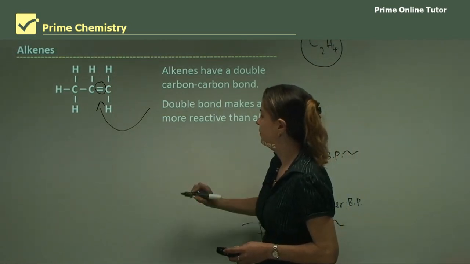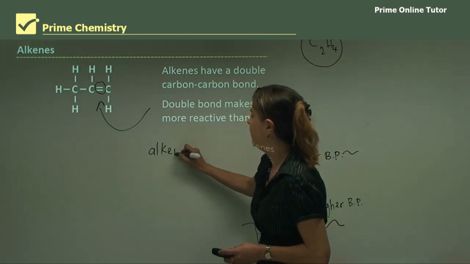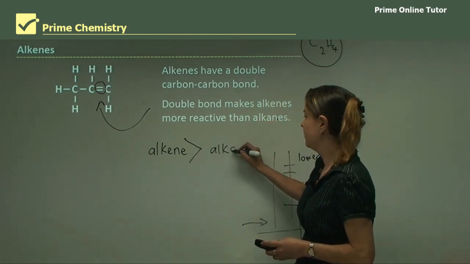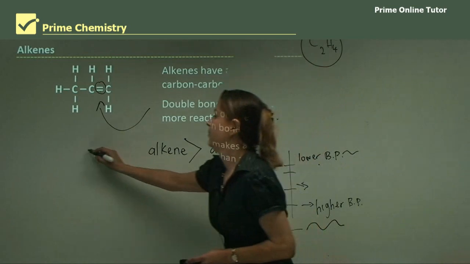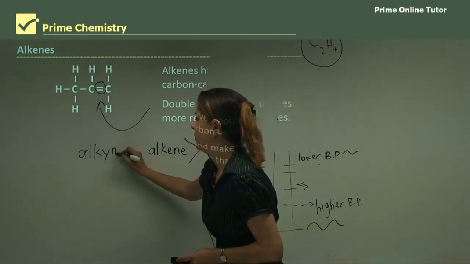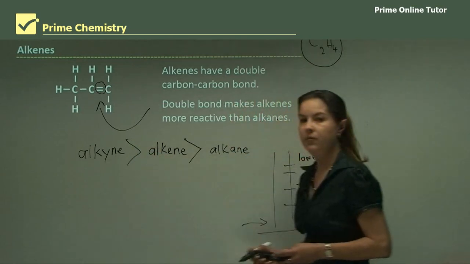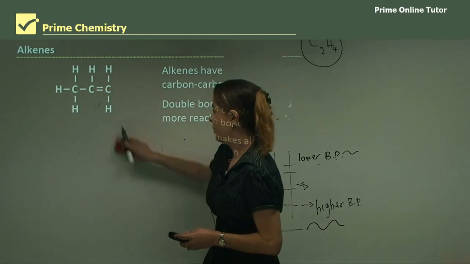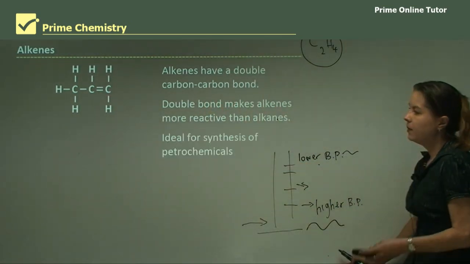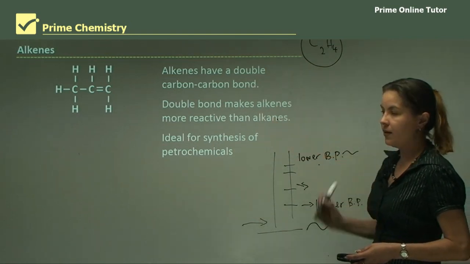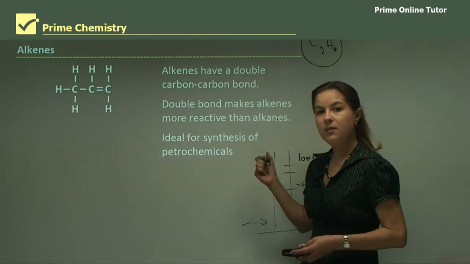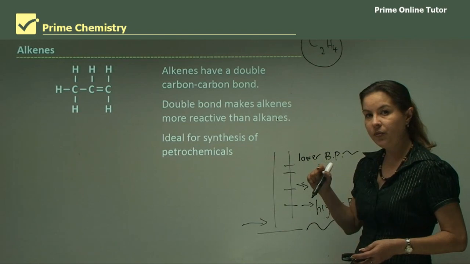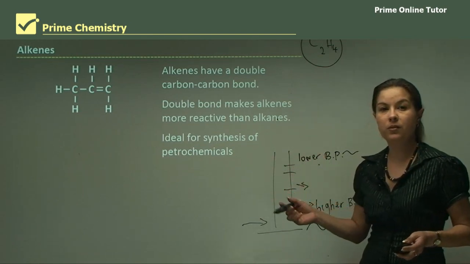And if you think about it, we'll talk about alkynes eventually, but if you think about reactivity, an alkene is more reactive than an alkane, and similarly, an alkyne with a triple bond is more reactive than an alkene. But we'll go into that in a different topic area. So, because of the double bond, alkenes are more reactive. It's ideal for the synthesis of petrochemicals because we can break that bond by various synthetic procedures and add on different atoms, thus creating completely different molecules for different uses.